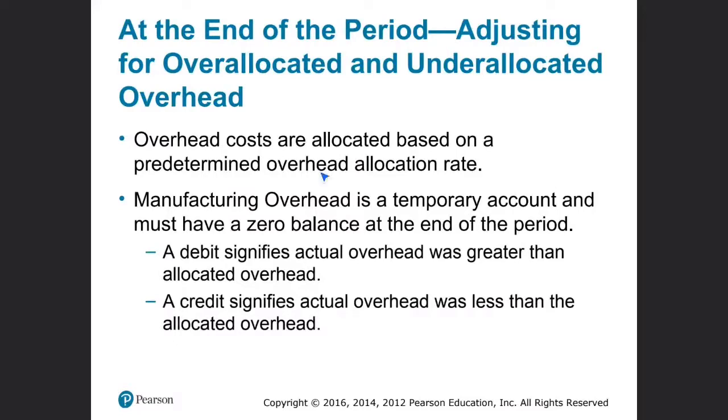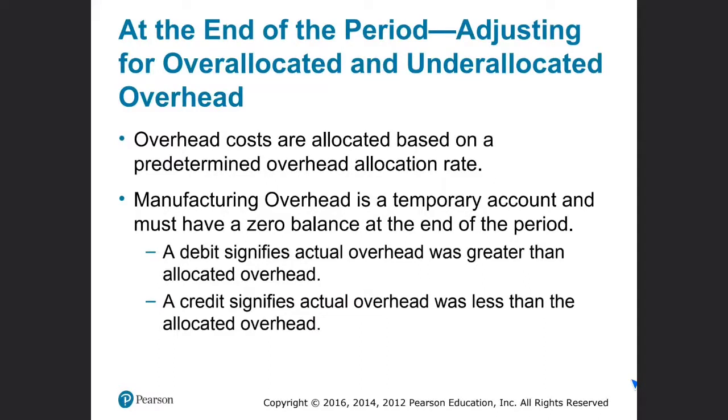Overhead costs are allocated based on a predetermined overhead allocation rate. Our manufacturing overhead is a temporary account. So do you remember hearing about temporary accounts in any of your other classes? You have permanent accounts and temporary accounts. Do you remember what a permanent account is or a temporary account is? The difference?